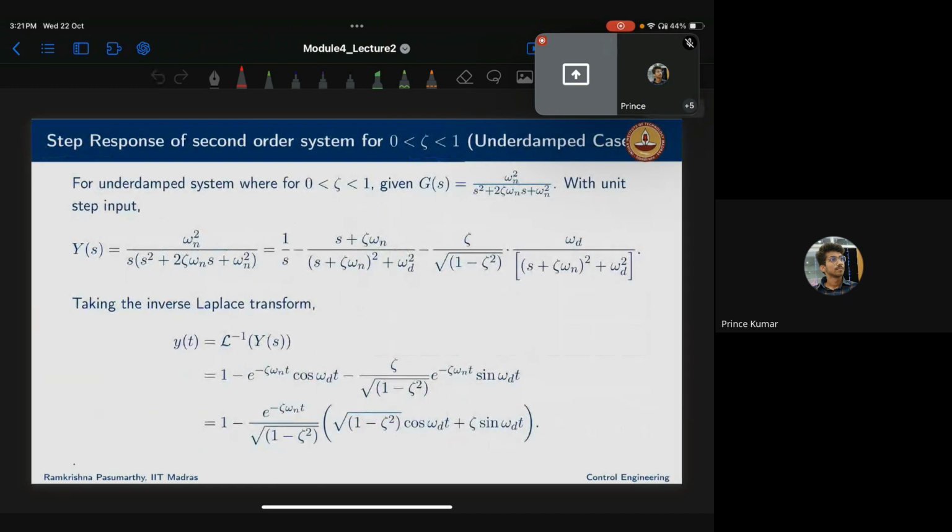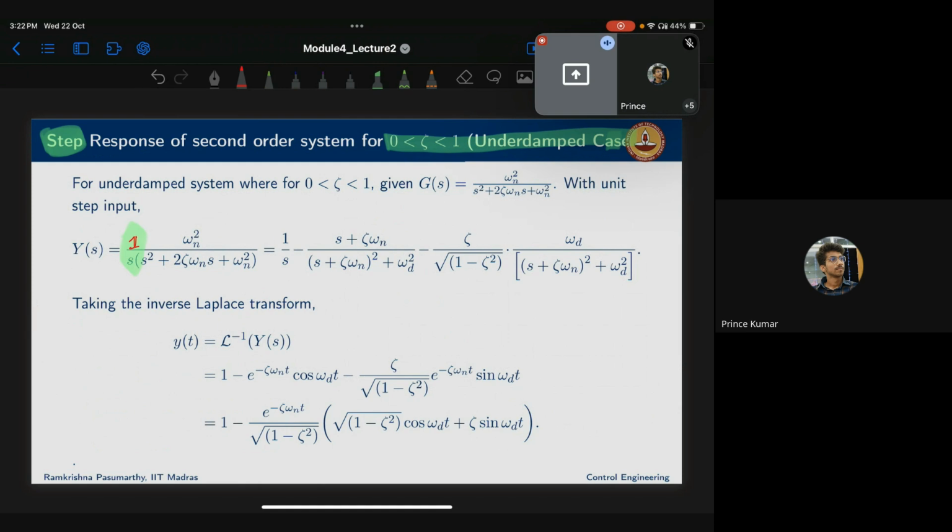Similarly, just replace the impulse with the step input. Again there are three cases. The first one is the underdamped case. Here you are multiplying with 1 by s.